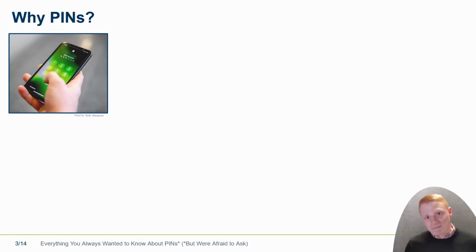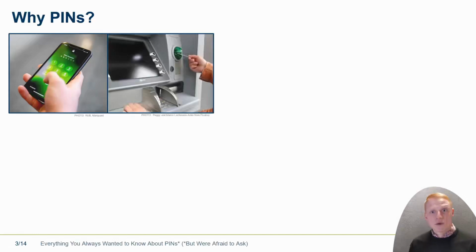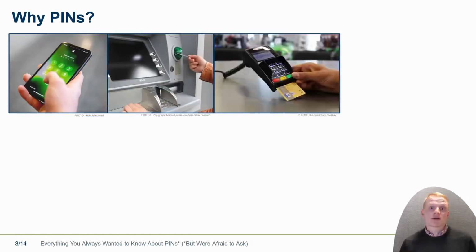The other one, banking. If I withdraw money with my credit or debit card, I have to type in the PIN. And the very same holds when I go shopping in the supermarkets or in all other places where I pay with my card. I also have to type in this PIN. These are, let's say, modern scenarios where you use a PIN.